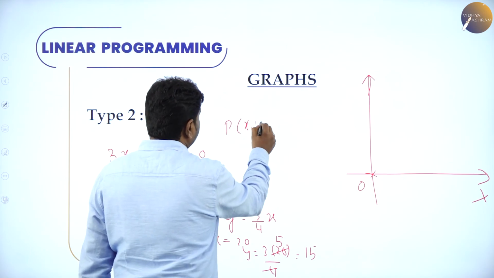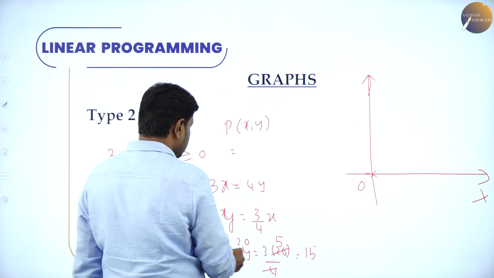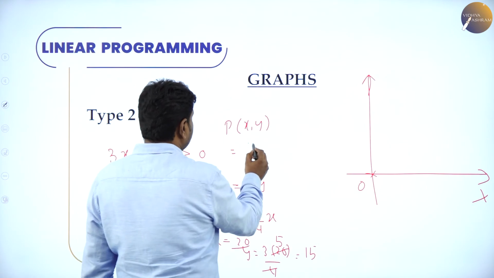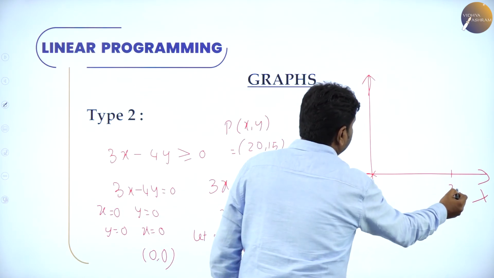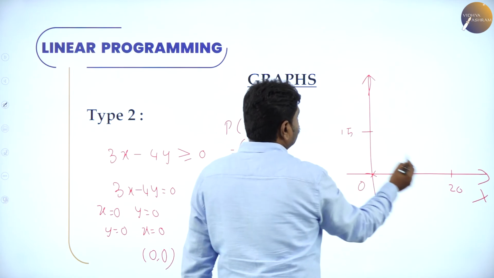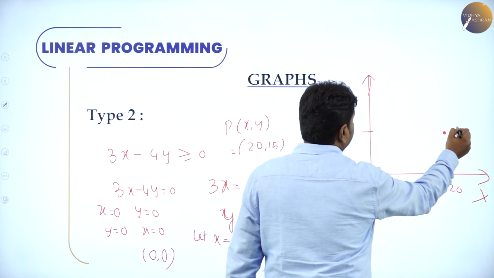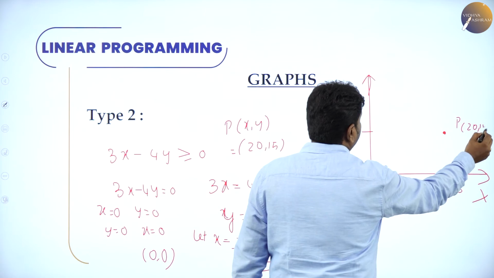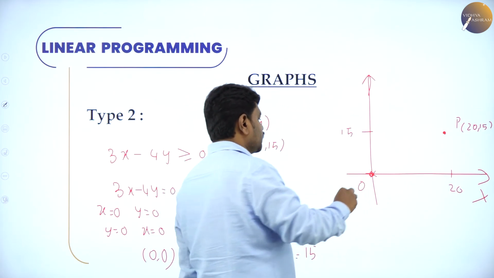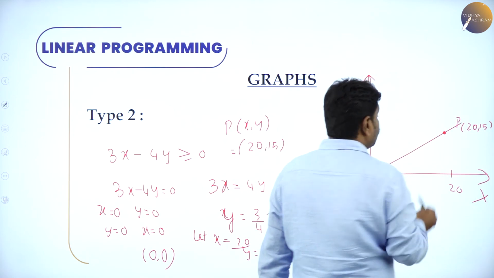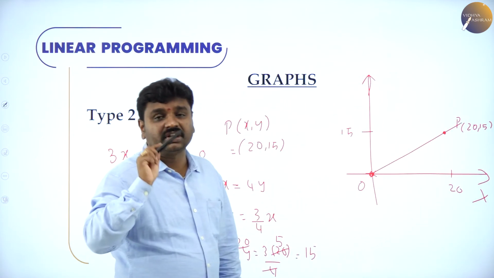So you got another point. Point means what? x comma y. x is what you choose. What you choose? x you choose 20 and y you got 15. So on the line, x-axis 20, y-axis 15. So 20 comma 15 means a point here. So what are you supposed to do now? Stretch a line. We need a minimum of 2 points to draw a line. Now shading of this line is also important.